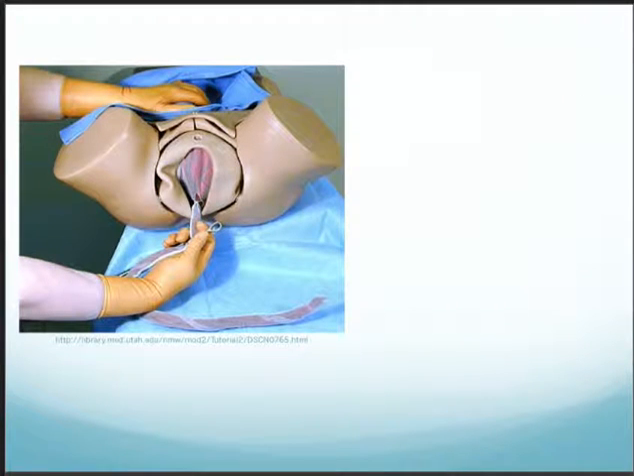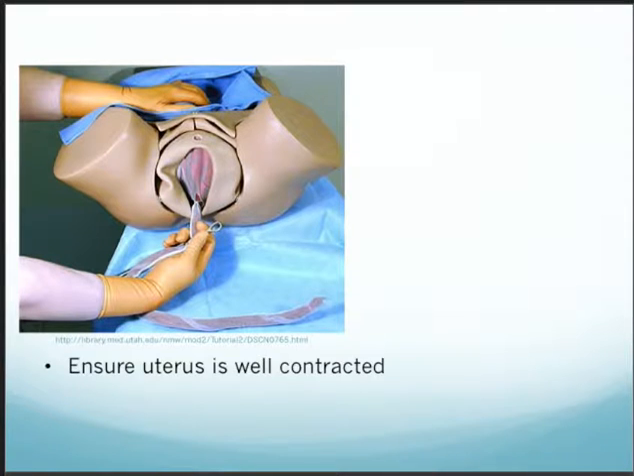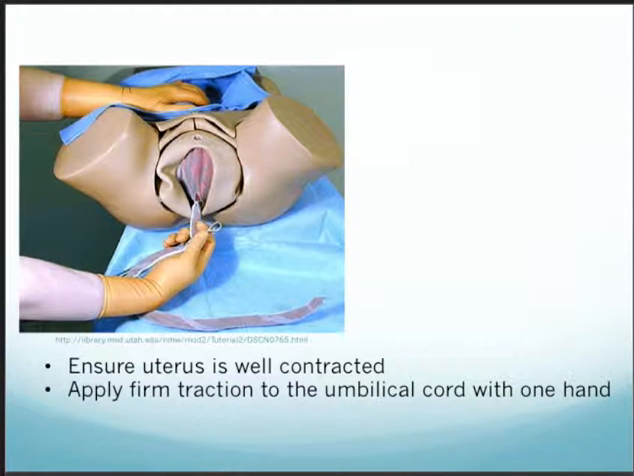And here are a few pictures. Here we can see that the left hand supports the uterus and the right hand puts traction on the umbilical cord, and we can see already here that the placenta is appearing. Important that we only do this when the uterus is well contracted, because if not, it could result in uterine inversion. So apply firm traction to the umbilical cord with one hand, firm if it's a term placenta, but be careful if you're dealing with a small preterm placenta.